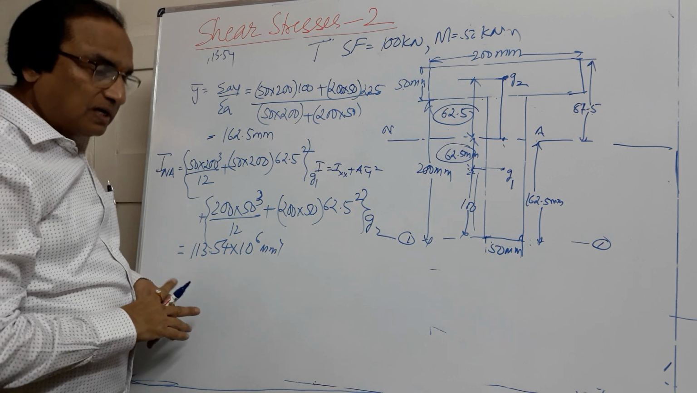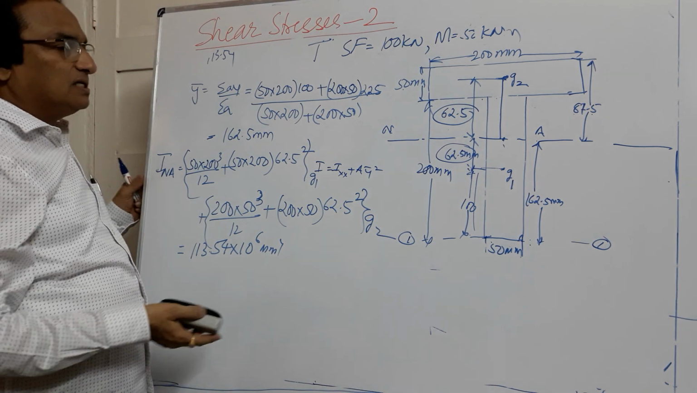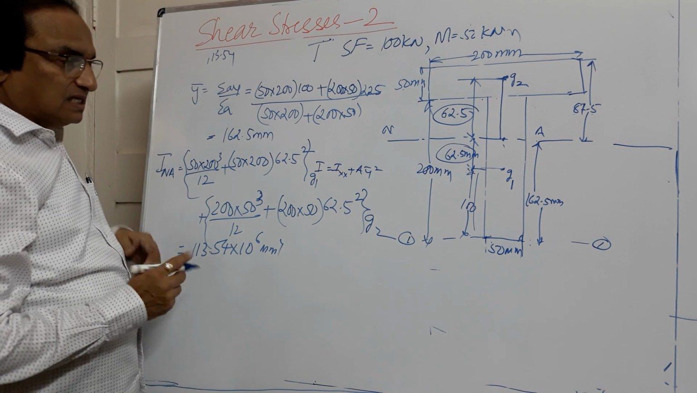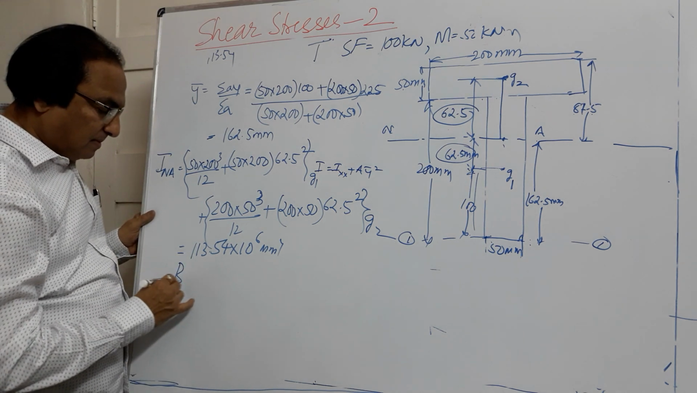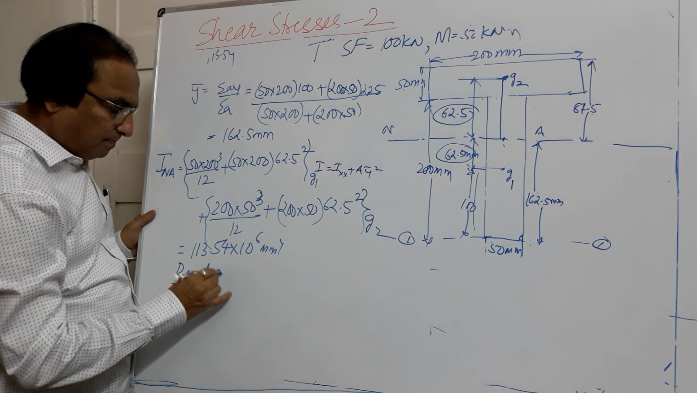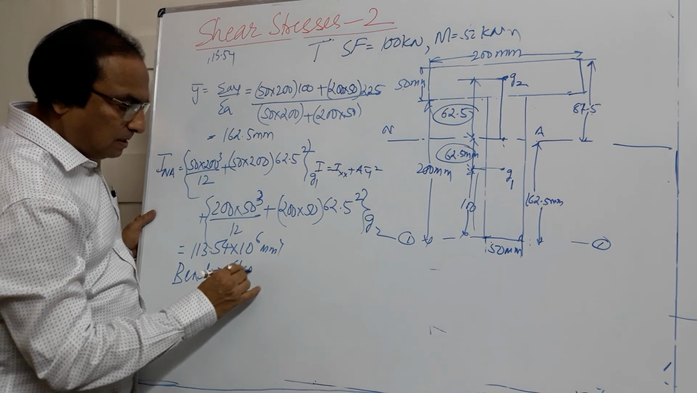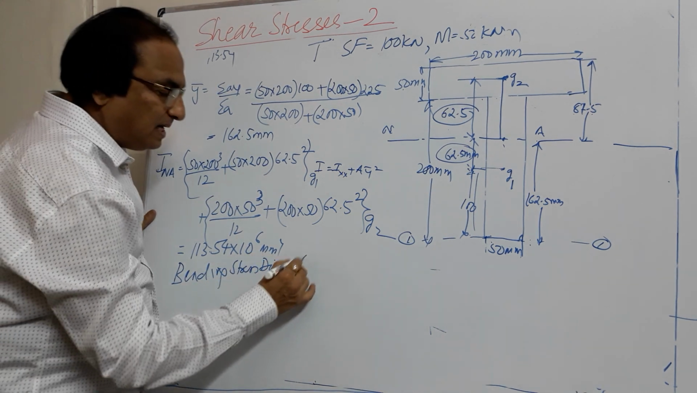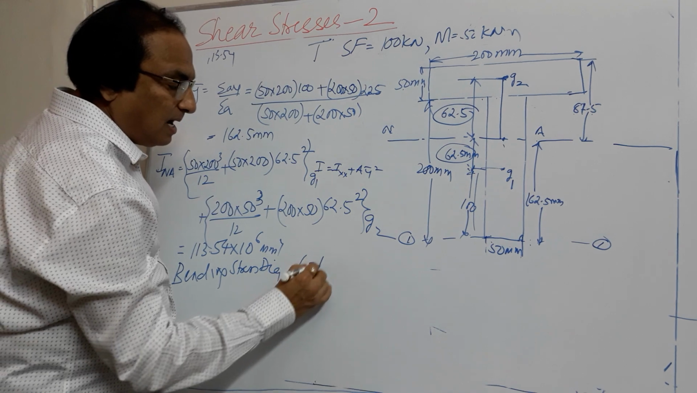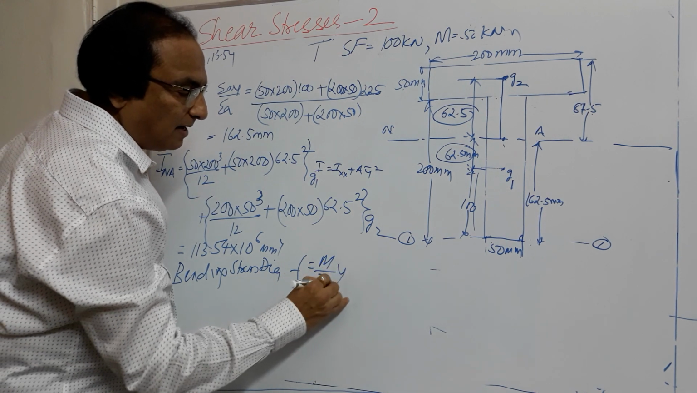Once you find out the moment of inertia, then it will become very easy for you to plot the bending stress diagram and the shear stress diagram. We will first go for simple one, bending stress diagram. So bending stress is given by M by I into Y.